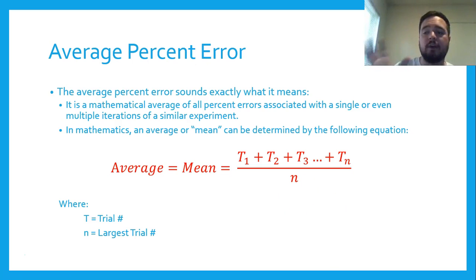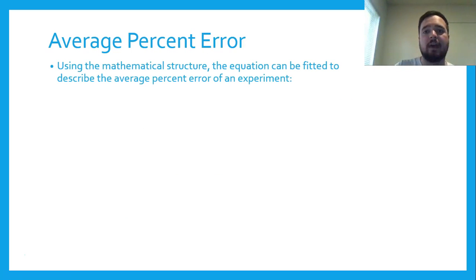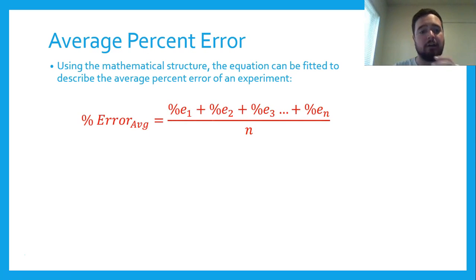So what we can do is take this mathematical equation that you've used in algebra and fit it more appropriately to the context of our experiment. We can fit that equation to what makes more sense in regards to what we're doing with our experimental values.